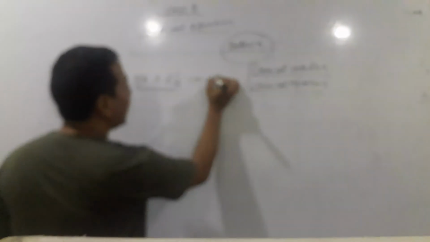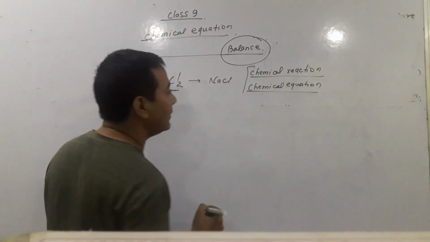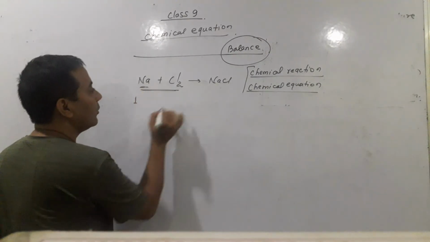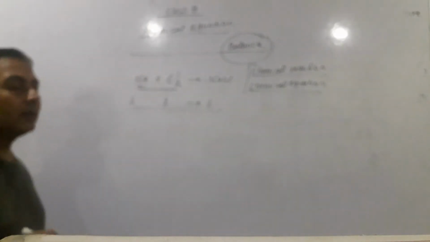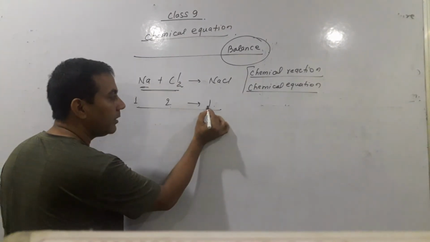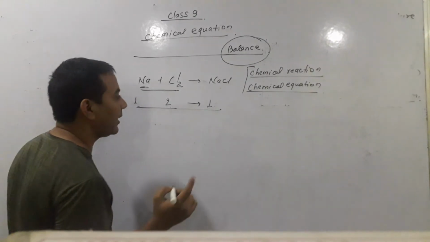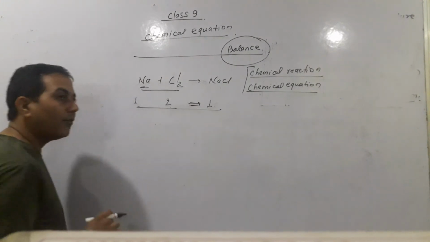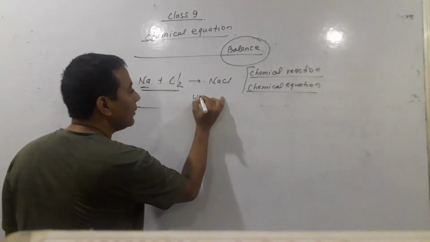So we will do Na plus Cl2 gives NaCl. So is this a balanced chemical equation or unbalanced? How can we know? Sodium is how much? That is 1. Chlorine is 2. And here 1. So chlorine 1 plus 2 is 3. But here there is 1 product, whereas here there are 3 atoms of reactants. So it should always be balanced. The product and reactant should be balanced. Therefore, it is an unbalanced chemical reaction.